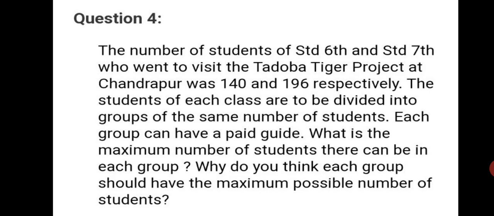Next question. Why do you think each group should have the maximum possible number of students? Look at the question carefully. See, it's mentioned each group can have a paid guide. Means if there are maximum number of possible students in each group, then the number of paid guide required will be less. So to reduce the cost of paid guide, we have to put maximum possible number of students in each group. So let's have a look at the solution.